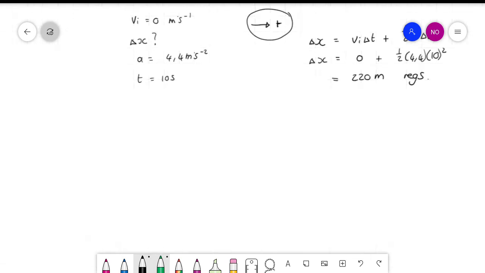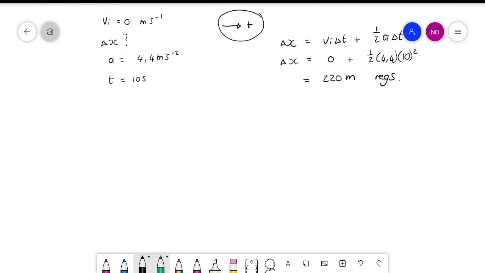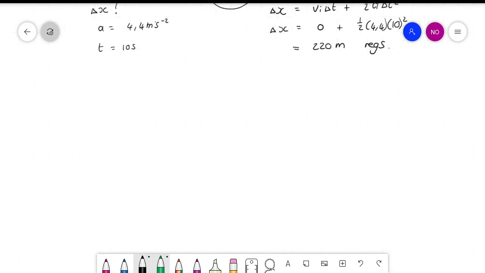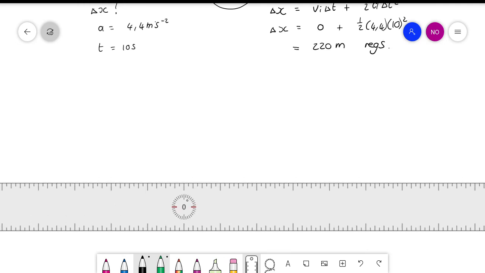Nog 'n voorbeeld. Twyfel of ons vandag by huiswerk gaan uitkom. Ai.